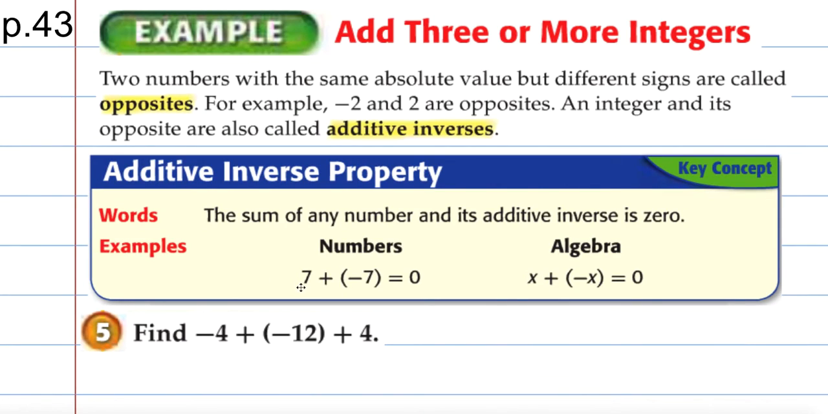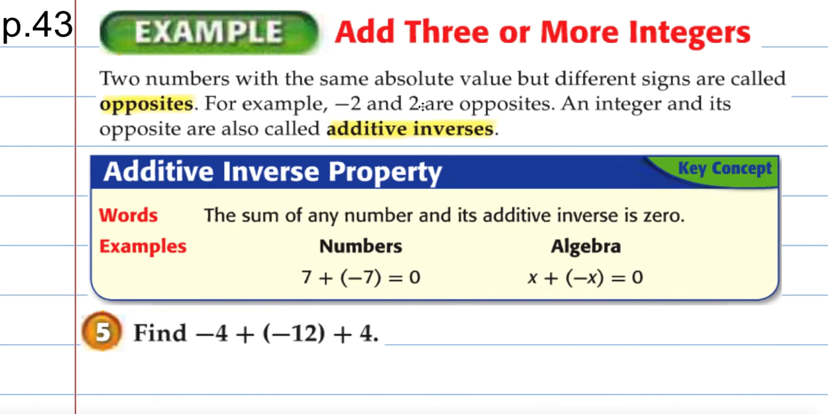All right, one more thing. What if we're adding more than 2 numbers together? Okay, 2 numbers with the same absolute value but different signs are called opposites, just like we talked about. So that -1 and that 1, they're going to cancel each other out because they're additive inverses. So these are some nice words that you're going to need to know.